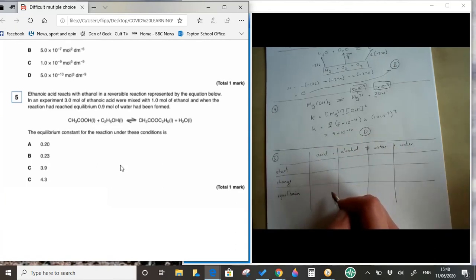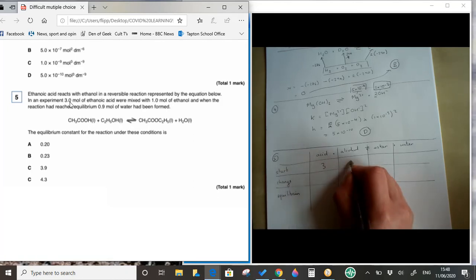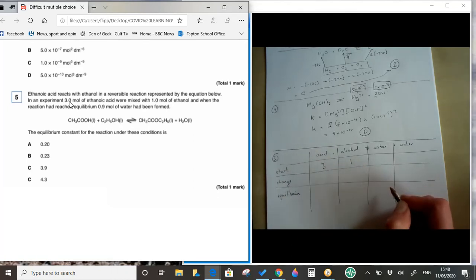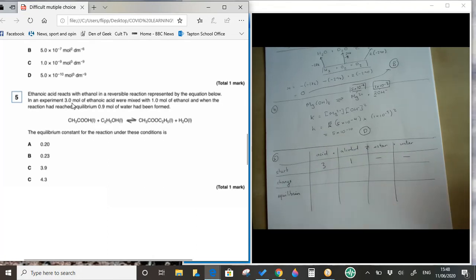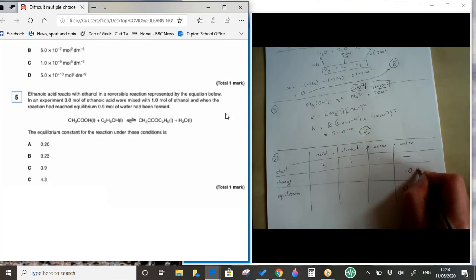Right, so if I look in the question, it says 3 moles of ethanoic acid at the start and 1 mole of ethanol at the start. And it doesn't say about the ester or water, so I'm assuming that's 0. And then it says at equilibrium, 0.9 moles of water is formed. So at equilibrium, I've got 0.9 now. So if I had none there and it's gone up to 0.9, it's gone up by 0.9.